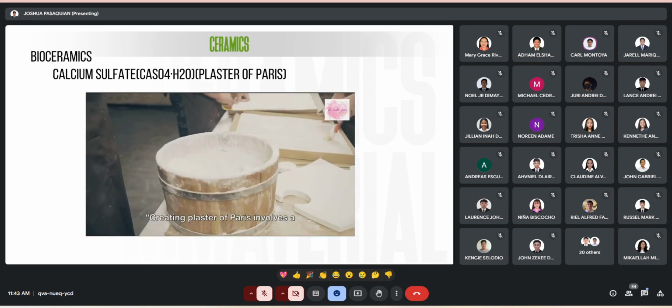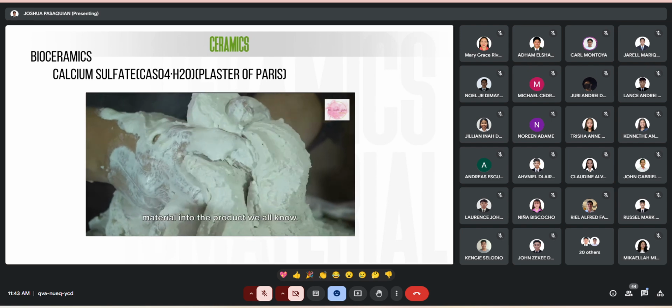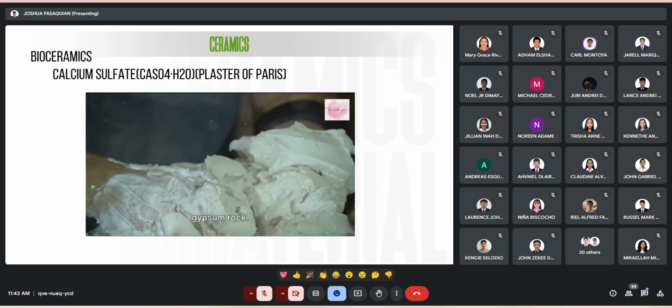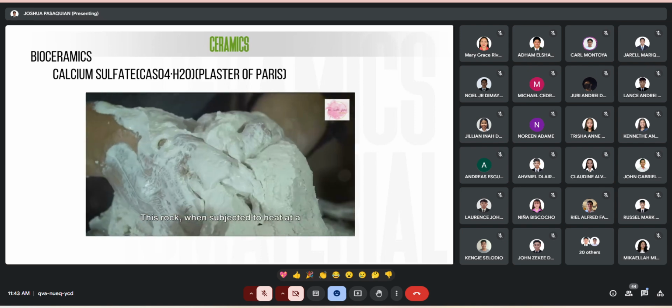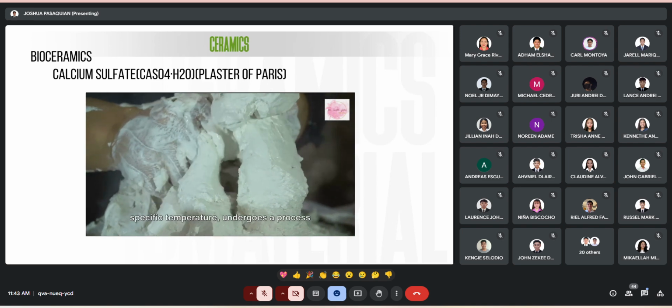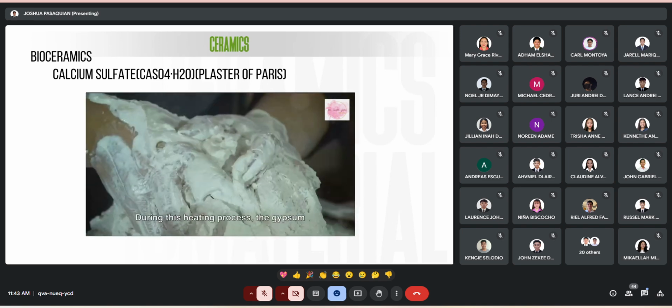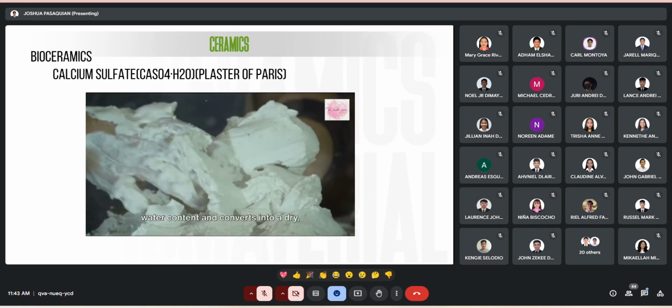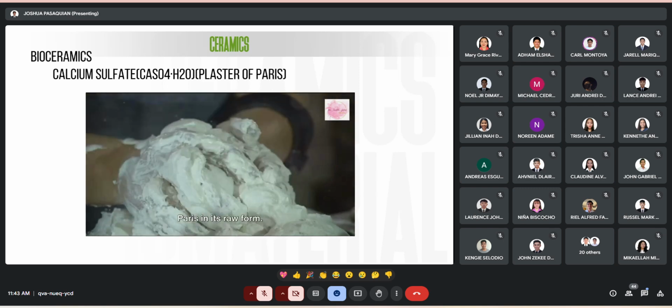Creating plaster of Paris involves a series of steps that transform the raw material into the product we all know. It all begins with the extraction of a naturally occurring mineral known as gypsum rock. This rock, when subjected to heat at a specific temperature, undergoes a process called calcination. During this heating process, the gypsum rock loses around 3/4 of its water content and converts into a dry white powder. This is our plaster of Paris in its raw form.